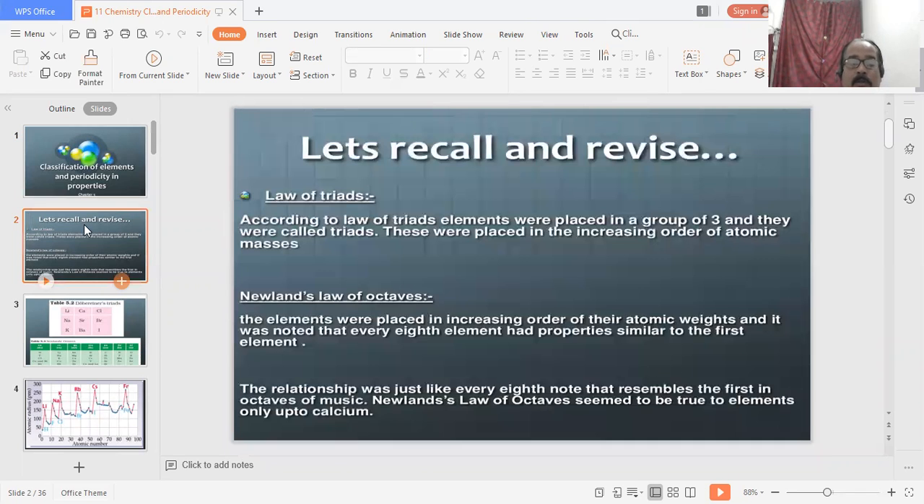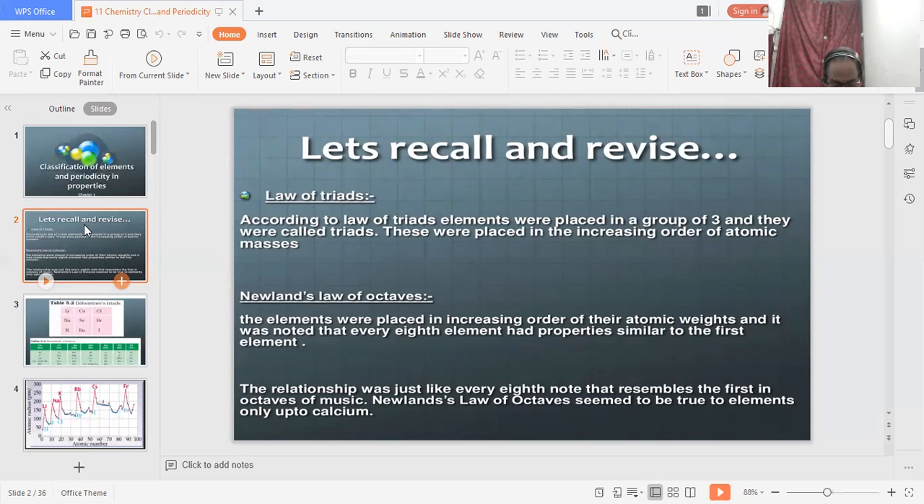So in this chapter, especially, we distribute the elements according to their character. So the main question: why do we classify the elements? And the answer is, because we can better know the character or properties of an element, so we classify.